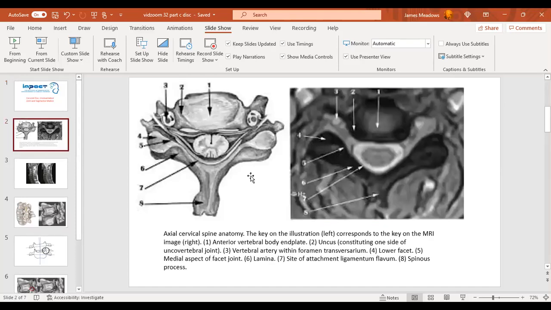Looking at a cross section here, we've got the end plate of the vertebra sitting there. The uncus, which you really can't see terribly well here, is much more obvious in the diagram. So this develops in the first 10 years of life. It's not there at birth, and it reaches up to a facet on the other vertebra, on its partner vertebra.